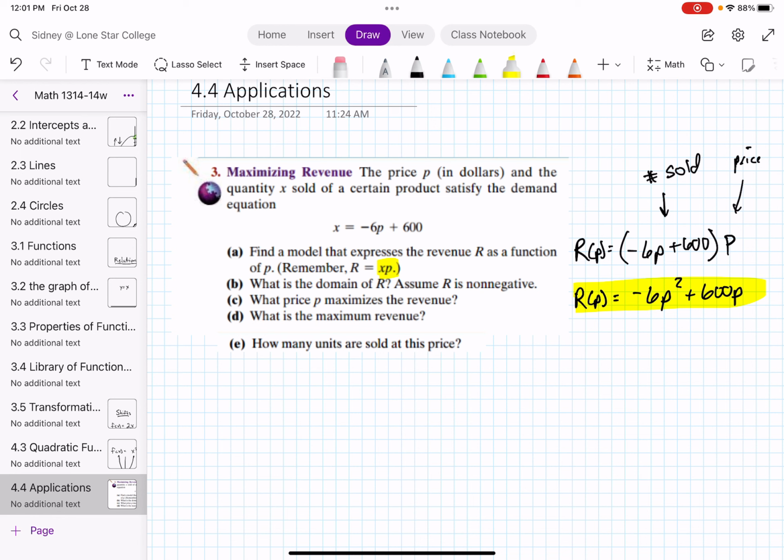Now, question B says, what is the domain of R? Assume R is non-negative. You wouldn't be in business to lose money, so we're just interested in where the values are non-negative, so 0 or higher. What that means is we're looking at where this is equal to 0. What are the zeros of this parabola, -6p squared plus 600p? And we want everywhere between the zeros.